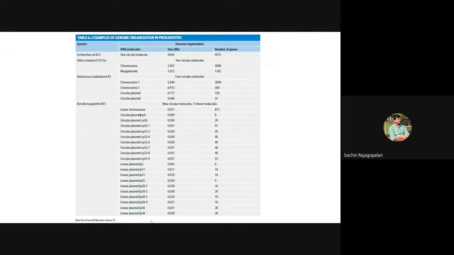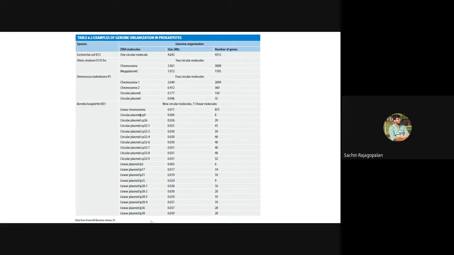So here you can see this table in the book of T.A. Brown, which tells you the examples of genomic organization in different prokaryotes. It is basically speaking about all four organisms that we spoke of, wherein the size of the genome, the number of genes and the number of DNA molecules has been written. So you can see K12 E. coli has one circular molecule of 4.642 MB, and there are 4,315 genes present.